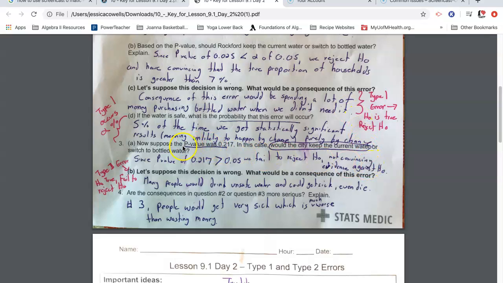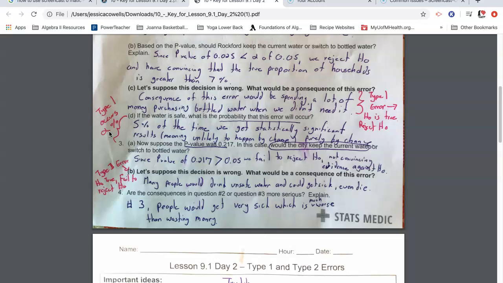If the water is safe, what is the probability that this error will occur? Well, if the water is safe and we actually reject it as being safe, this is going to occur 5% of the time. Because 5% of the time we get a statistically significant result, which means it's unlikely to happen purely by chance. So our type 1 error is going to occur at whatever our significance level is. That's how often the type 1 error will occur.